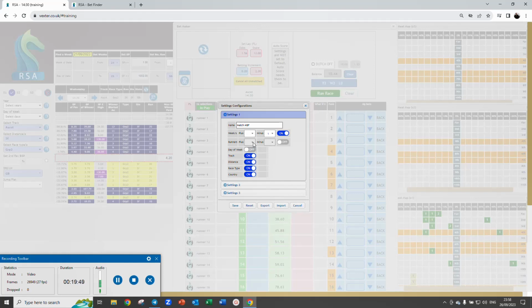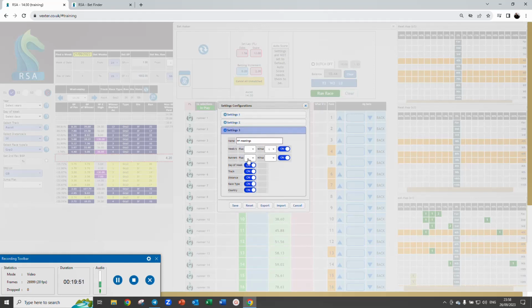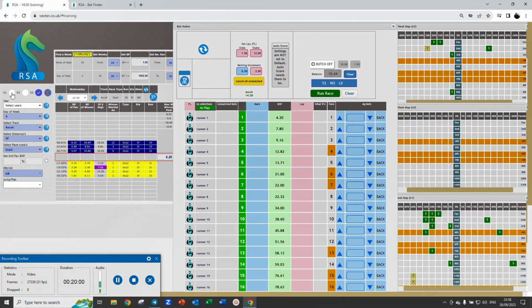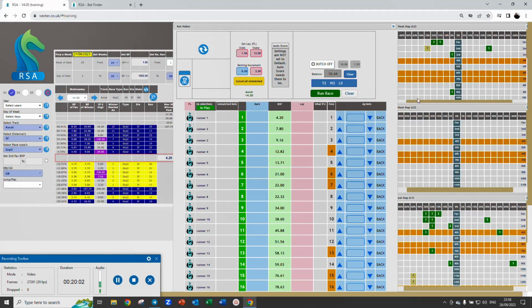In S3, for example, let's go runners 5 and minus 5. Save. And switch back to it to set it. And there we have it.